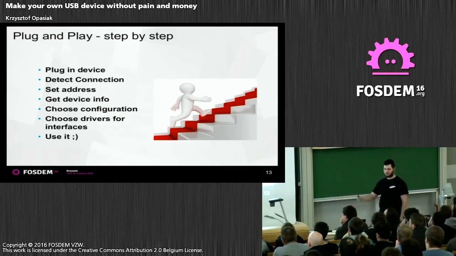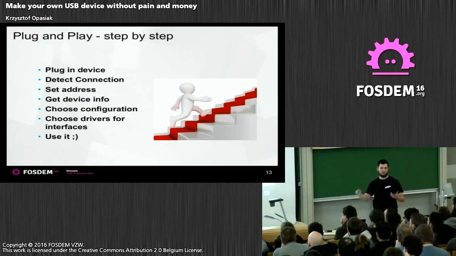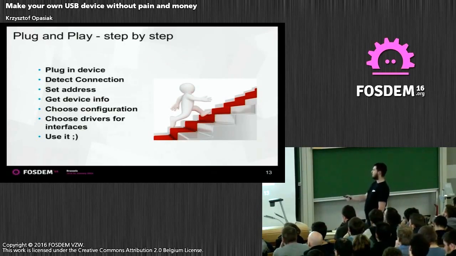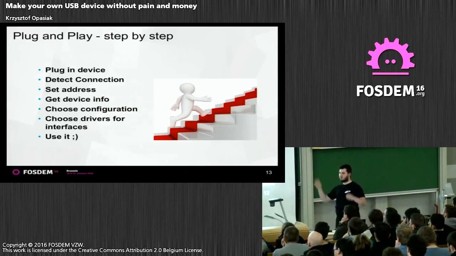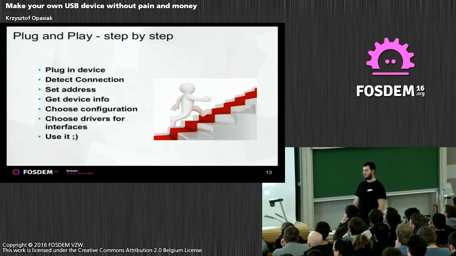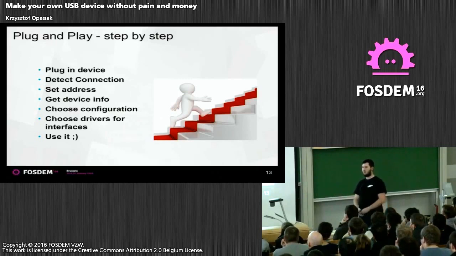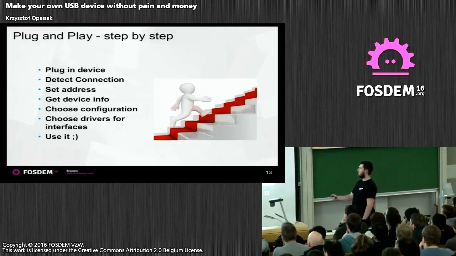Then the host needs to detect the connection. So we have the ports, and we have to detect that something has changed on this port, and we have to do all the queries with the device. We have to set an address, because each device on the bus has its own unique address, a little bit equivalent of an IP. Thanks to this, the host can easily identify the device to which it's sending the data.